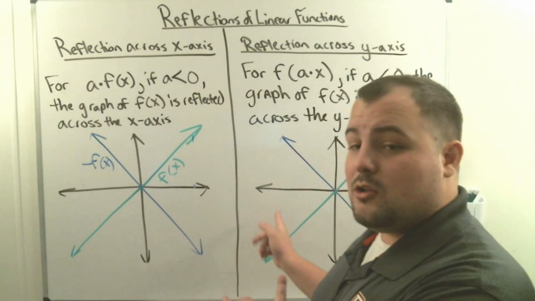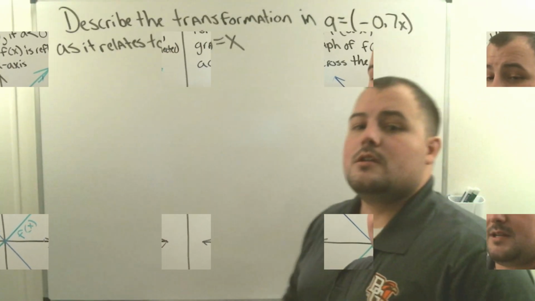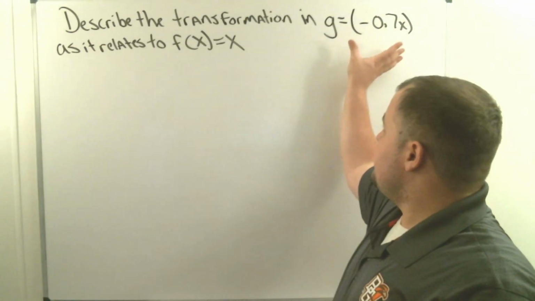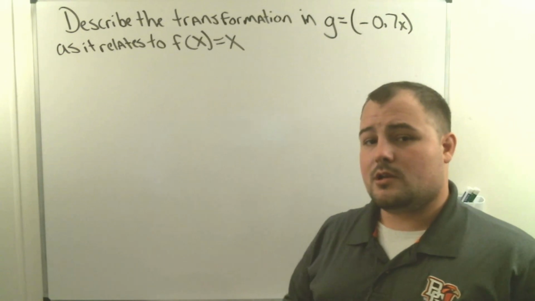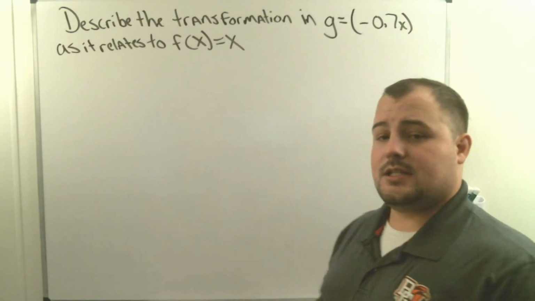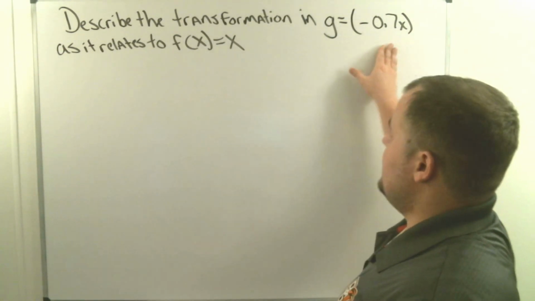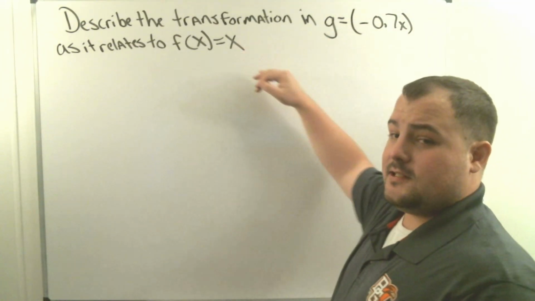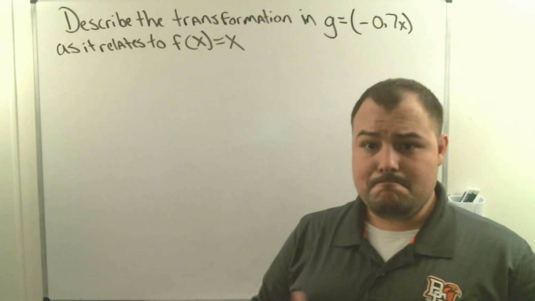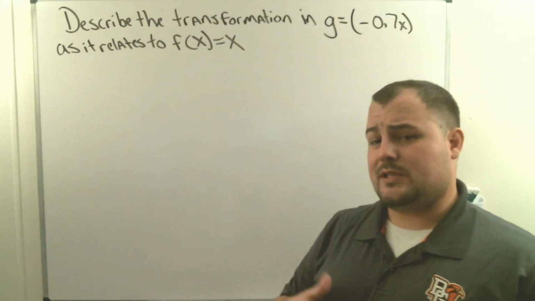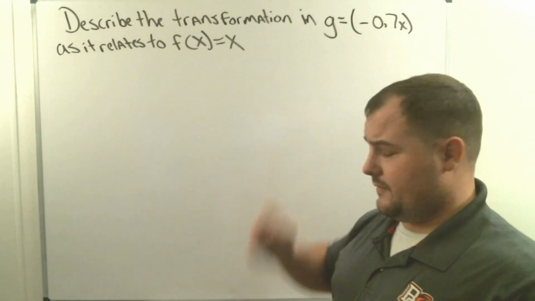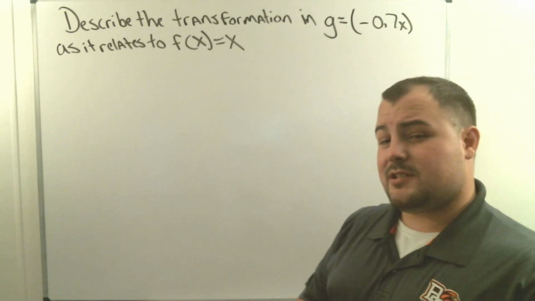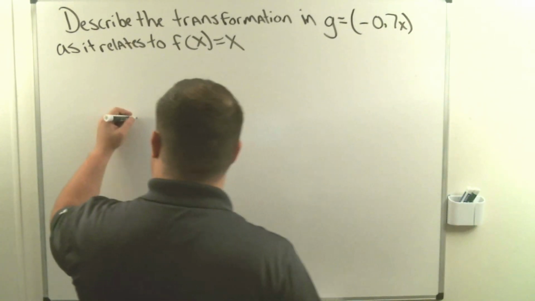Let's go ahead and look at some problems and determine what's happening. In this example, we have to describe the transformation that happens in this equation as it relates to f of x equals x. Looking at this, we can tell that they're different. First, we started with an x, and now we have 0.7x. That's a number between 0 and 1, because it's 0.7. Since that's between 0 and 1, and it's inside parentheses, that means we're going to talk about horizontal.